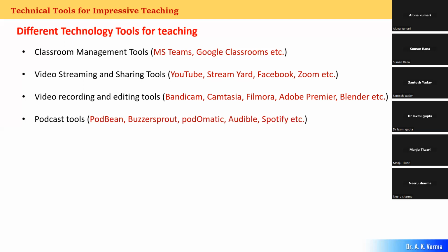And now the podcast tools. Podcast is different from hosting video. Actually, a podcast consists only of audio. So you just record your voice and simply upload that to some online podcasting platform such as Audible, which is Amazon's. Similarly, you have Spotify, Podbean, Buzzsprout, Podomatic, where you can just record your audio and give it to the students. These are very helpful for teachers teaching history or political science, or something else where diagrams or equations are not needed.